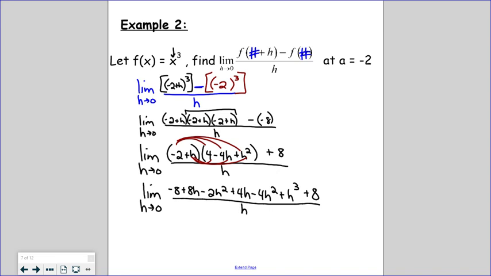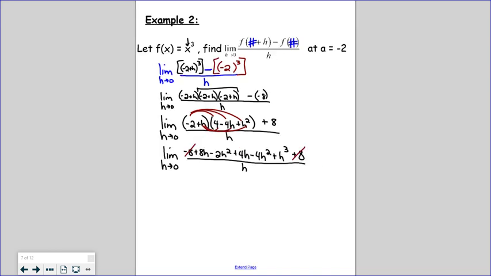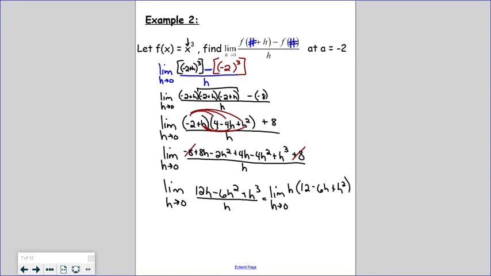Okay, and we start cleaning it up and combining my like terms. Negative 8 plus 8 is gone. And then I've got some like terms to put together here. 8h and 4h would give me 12h. Negative 2 and negative 4 would give me negative 6h squared. We can take out a GCF of h, which lets me cross off the h's so I can do my direct substitution.